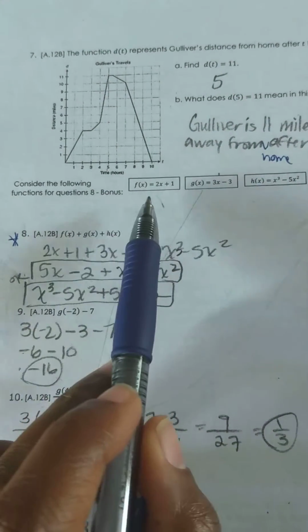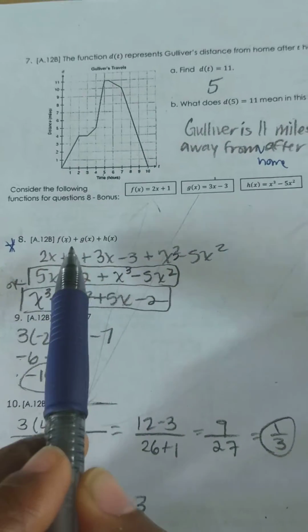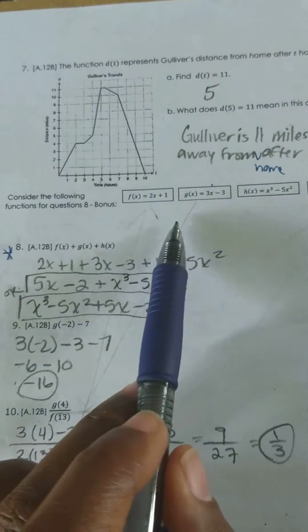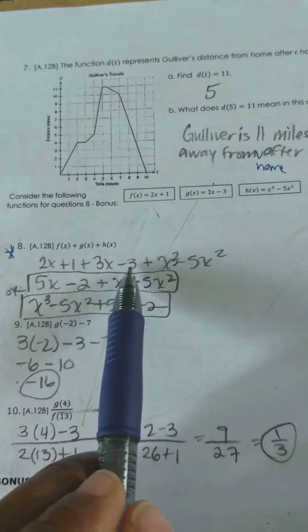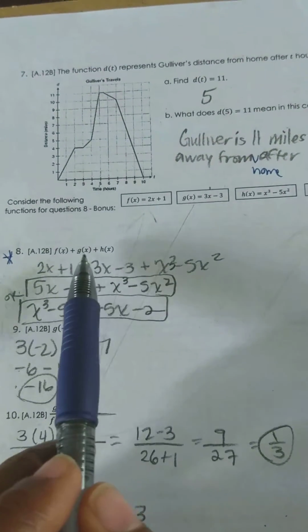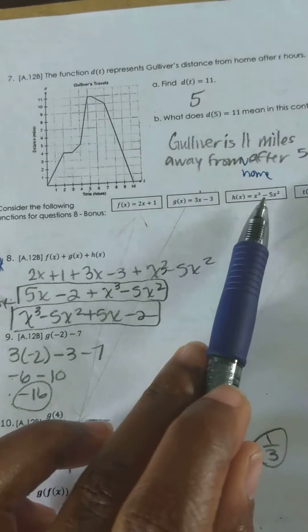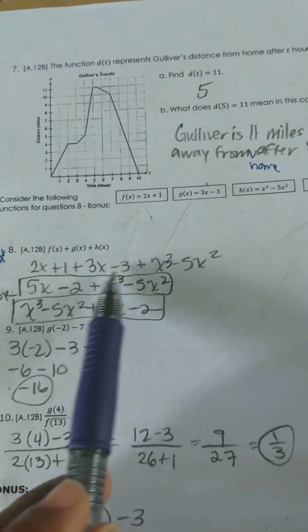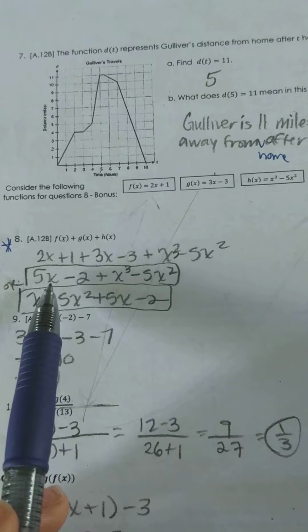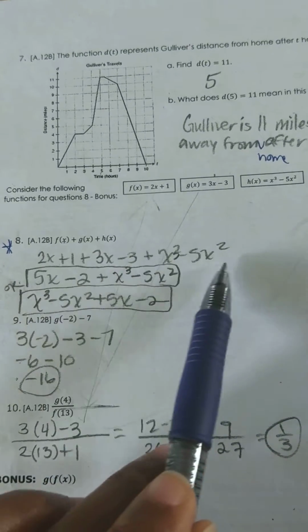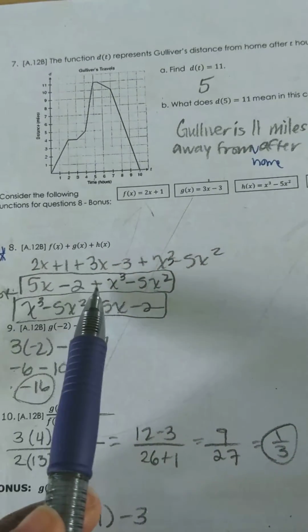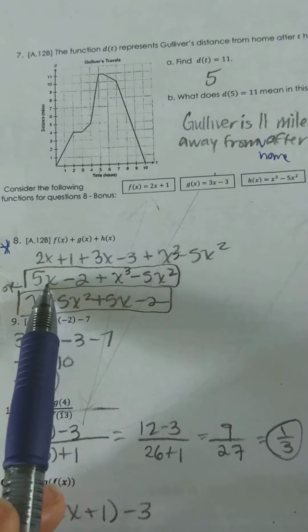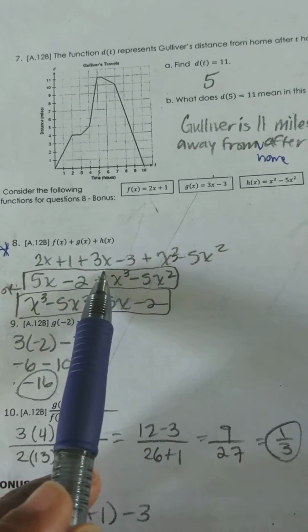So f of x is 2x plus 1, plus g of x is 3x minus 1, so 3x, plus h of x is x cubed minus 5x squared here. And then you find like terms and you combine them. Some of you also got to this point, but then you combined terms that weren't alike. You got 5x because of the 2x and the 3x.